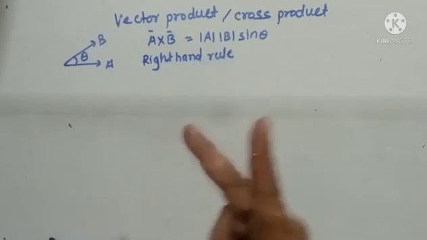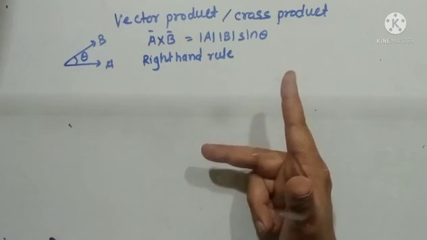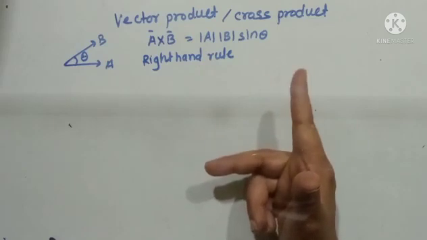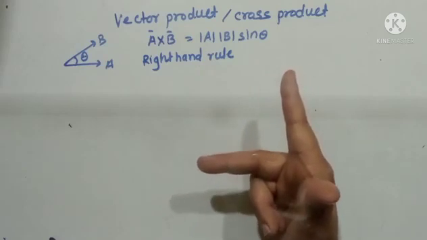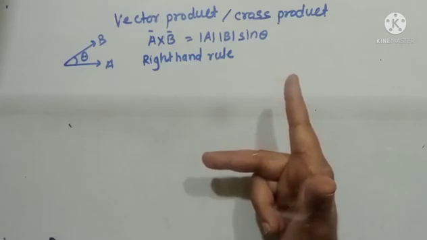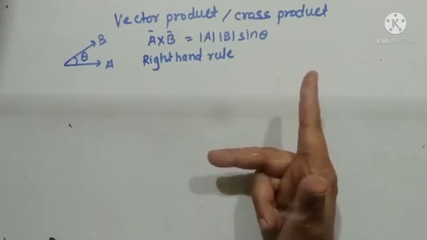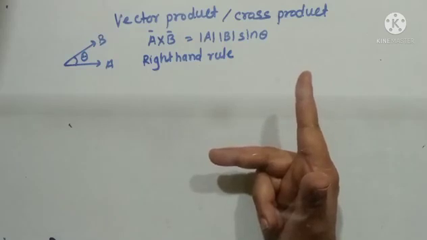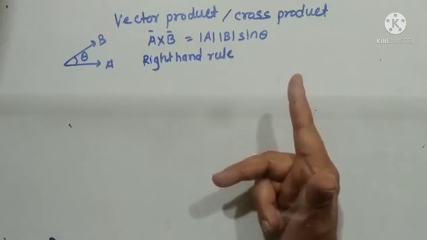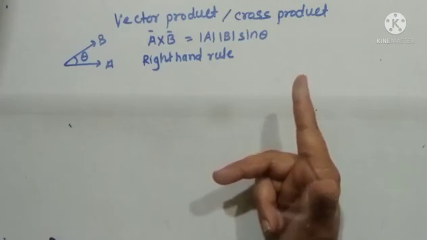Suppose I hold my right hand like this, so this is vector A and this is vector B, then the vector product direction will be in my thumb direction. So this is my forefinger; the forefinger denotes one vector, and the middle finger denotes the other vector. Then the resultant vector of the cross product will be denoted by my thumb. So this is the right hand rule.